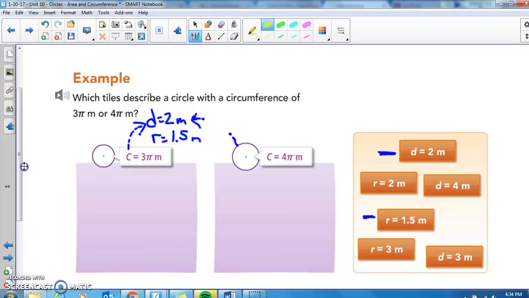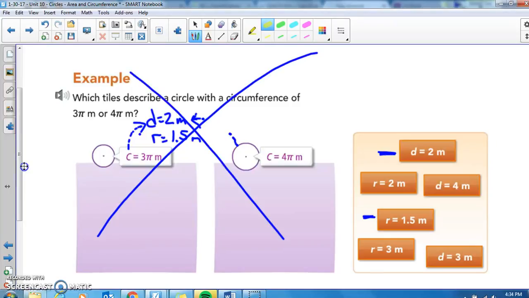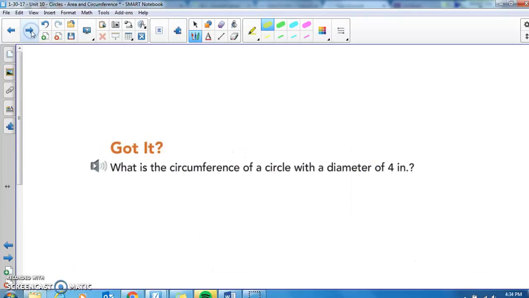Actually, I don't like this page. Just forget this page, okay? Now let's do this one.